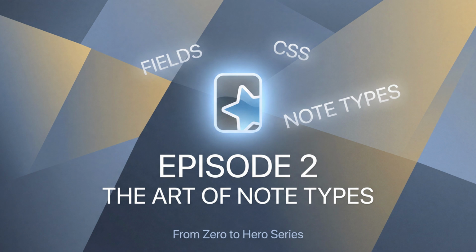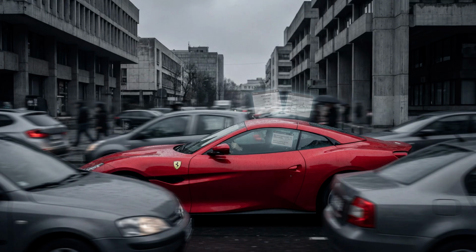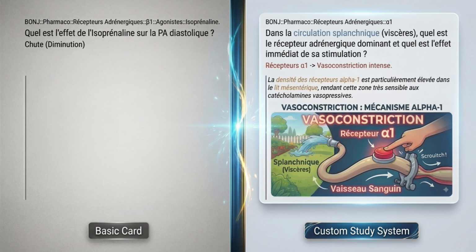In video 1, we got Anki running. But if you only use front and back, you're using a Ferrari to go 20 miles per hour. Real learning isn't just about the answer, it's about the context. Today, we're going to stop making digital index cards and start building a professional study system.